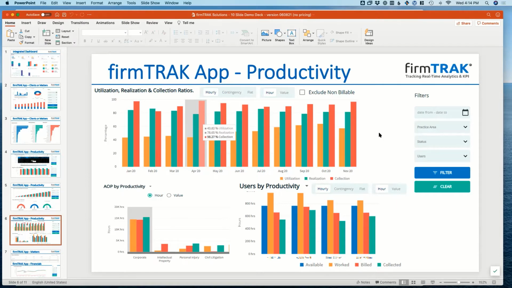Under users by productivity, we take a look at each of the individual resources and we individually calculate their metrics, beginning with available time, now we're to work time, billed time, and collected time. Using this chart, you can easily identify your top producers to make sure that they are adequately compensated, and also to identify bottom producers to make sure that they are increasing their expertise and learning how to be more efficient and higher productive employees.